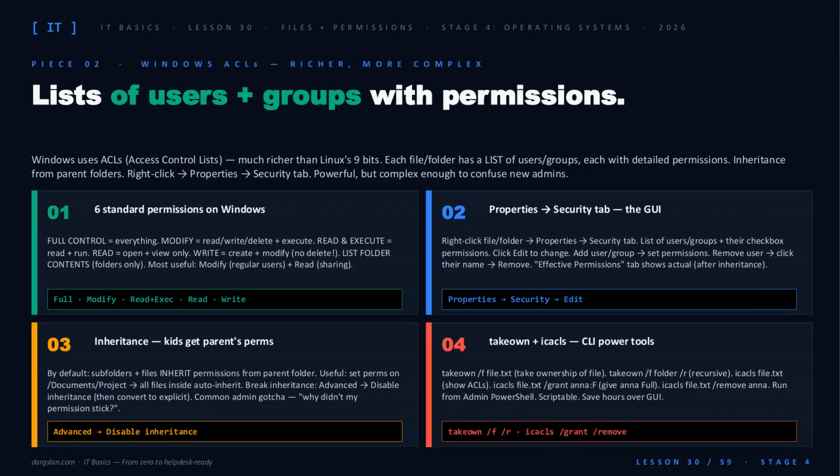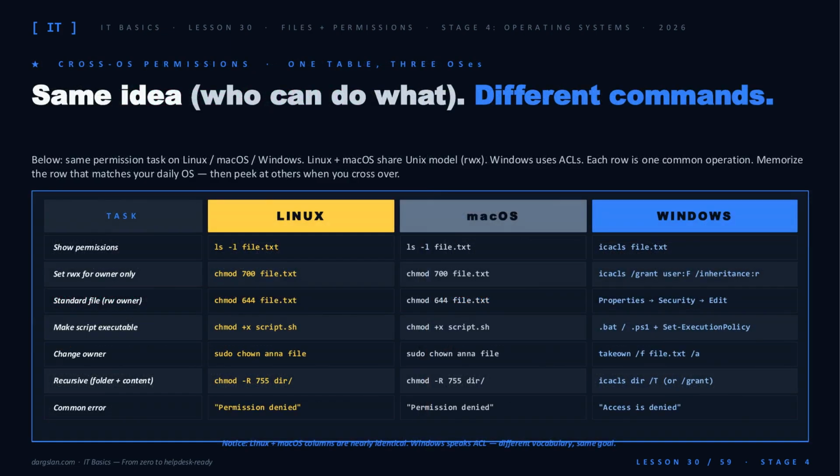Now jump over to Windows, where the same problem gets a much bigger toolkit. Instead of 9 bits, every file carries an access control list, a full roster of users and groups, each with their own checkboxes for full control, modify, read and execute, read and write. You'll find it under Properties, Security tab, and by default, everything inherits from the parent folder, which is exactly why your permission change sometimes doesn't stick. And when the GUI gets tedious, takeown and icacls in an admin PowerShell will do in one line what clicking takes 10. So let's put all three side by side.